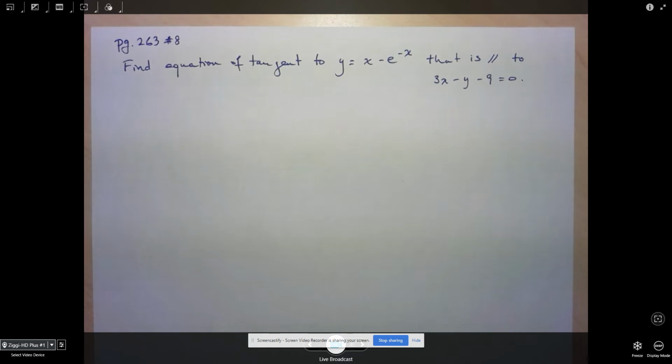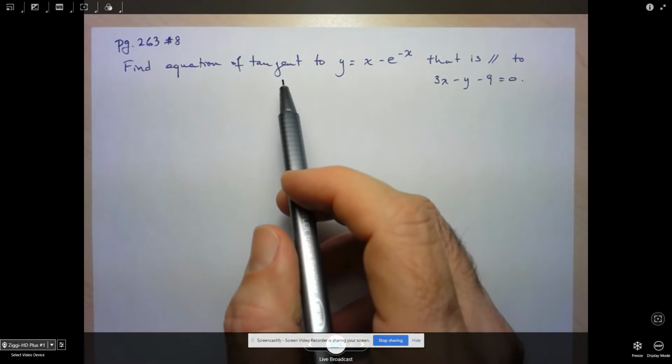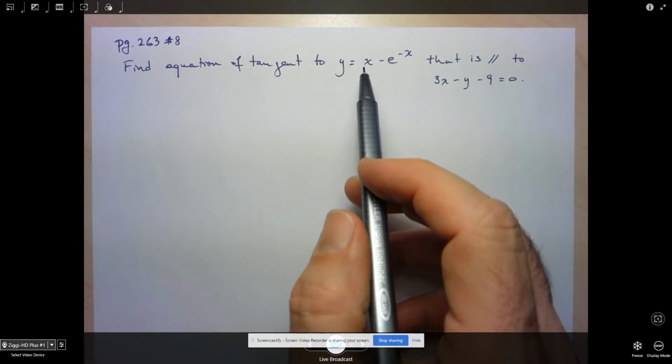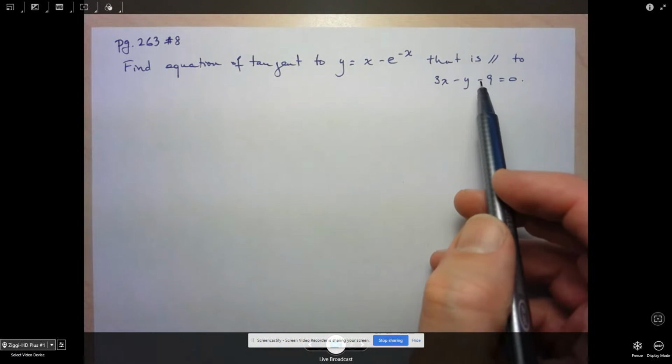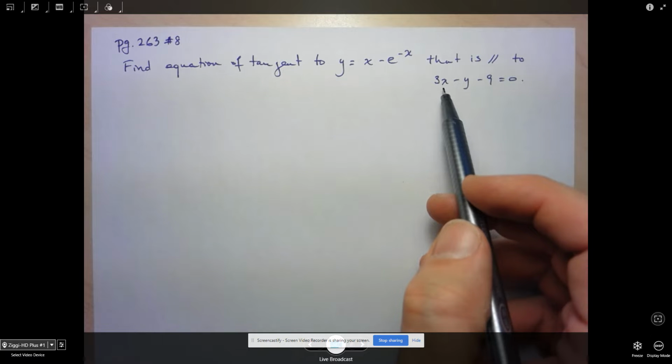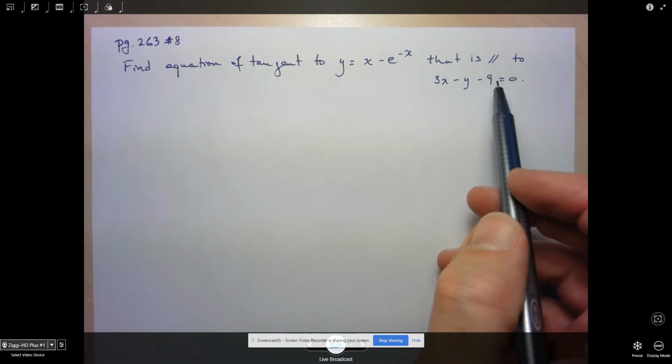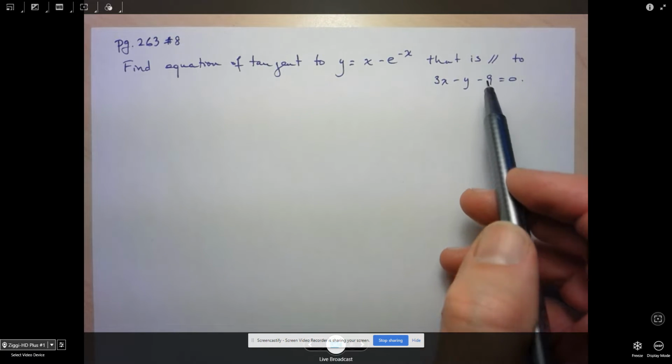Hi folks, we're going to take a look at page 263, number 8. So they want us to find the equation of the tangent to this curve that's also parallel to the given line. All right, so since our tangent needs to be parallel to this line, it means it has to share its slope. So first thing I'll do is write in slope-intercept form.